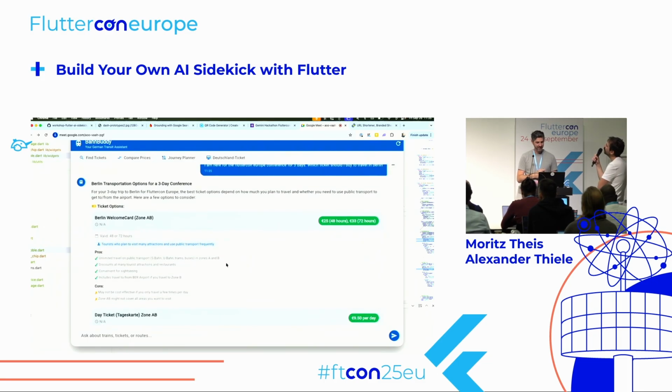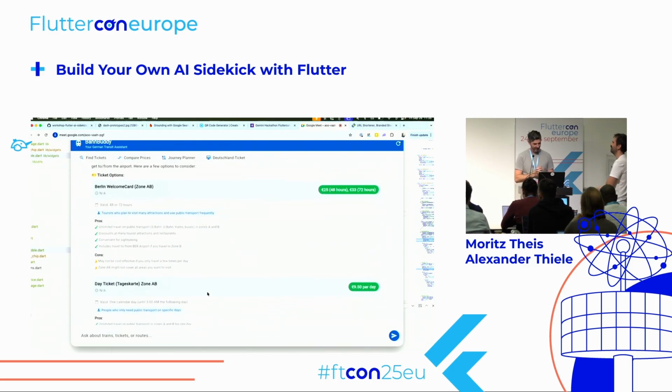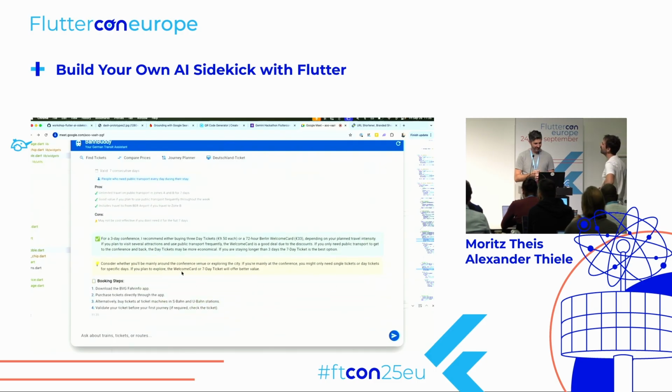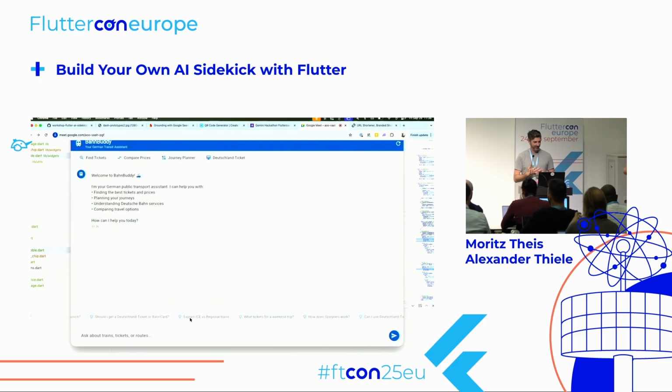Best ticket for you, which is the cheapest one, or the one that you could travel the most. And yeah, it gives you all the information and some tips and some learnings. I could also write something like, I want to travel to Munich, and it will just give me the right tickets. If I restart here, it also has some suggestions for what I want to do, and it can explain pretty much everything about the public German transport.